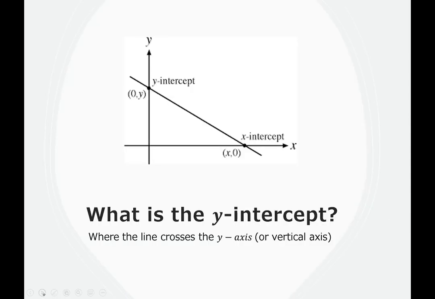The y-intercept is, as you see in the picture, where the line crosses the y-axis. Remember, our y-axis is our vertical axis. So the line crosses the y-axis at a certain coordinate. And this x value is always 0 because the value of x is 0. It always lines up with the y-axis. So x is always 0. And our y value is going to be given in our equation.